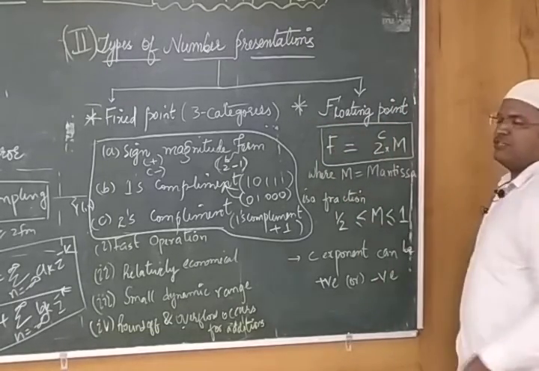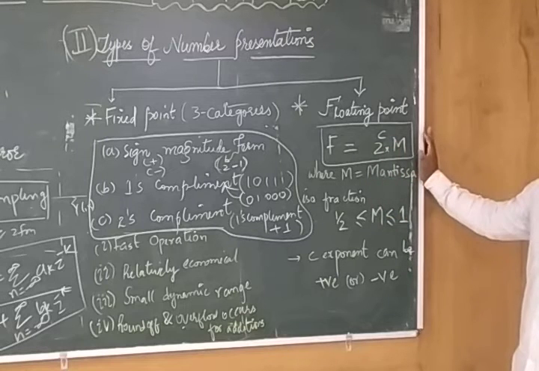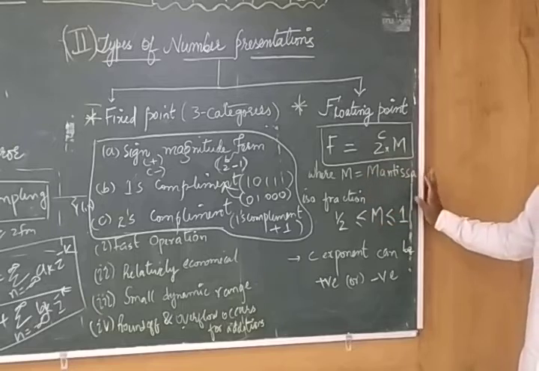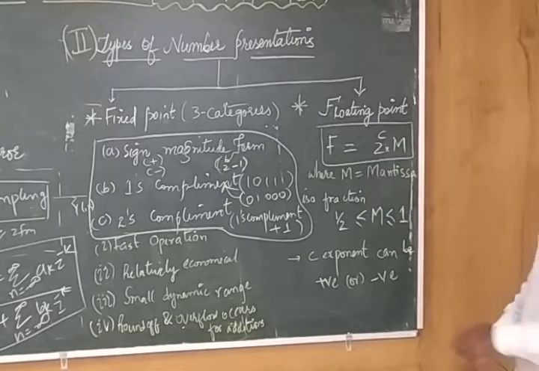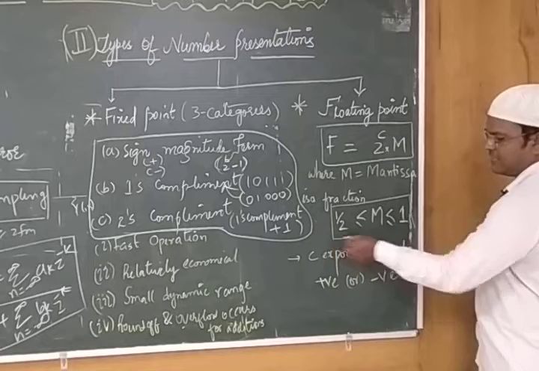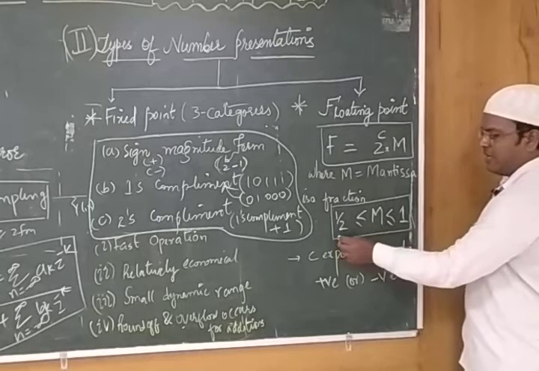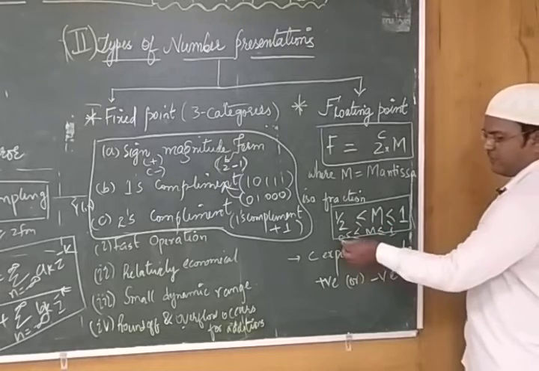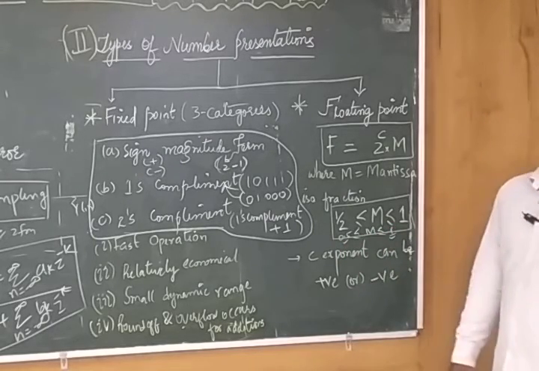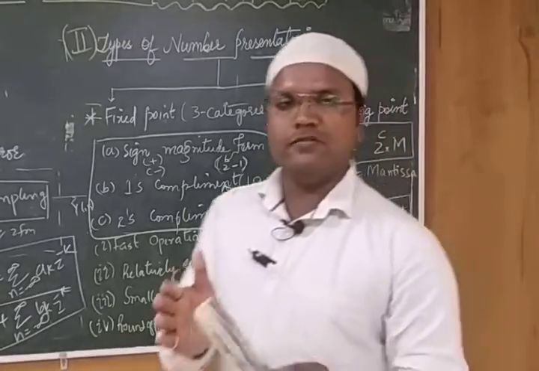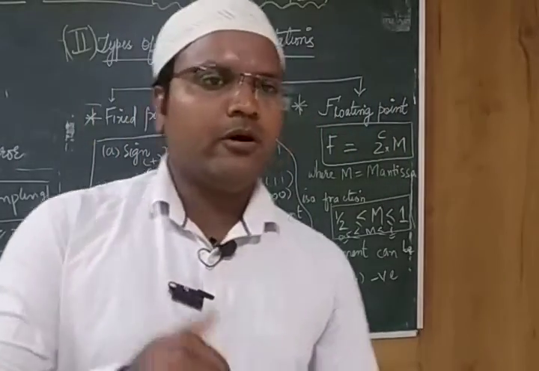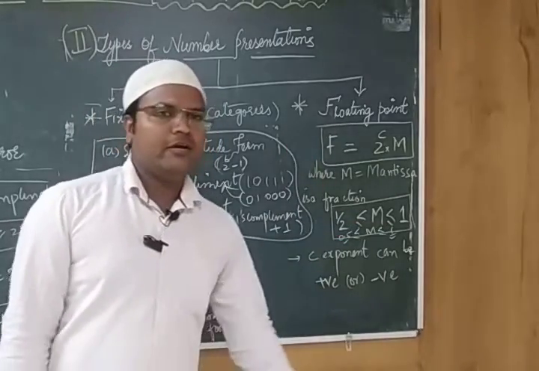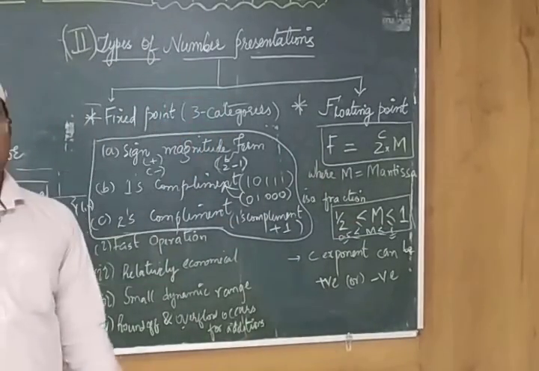So floating point F is equal to 2 power C into M. What is this M called? M is called the mantissa. What is this mantissa? It's a fraction. What is the mantissa value? It should lie between 0.5 and 1, that is, 1/2 ≤ M ≤ 1. Whatever fraction we are considering, it should be in the form of 1/2. Whatever values we are taking, the lower limit needs to be 1/2 and the higher limit would be 1. Based upon these two limits, the floating point representation of those numbers can be obtained.